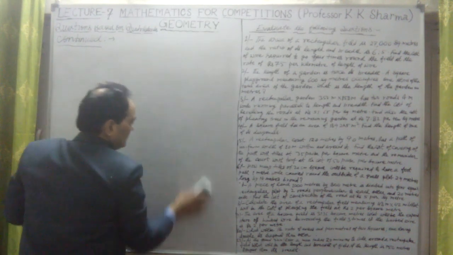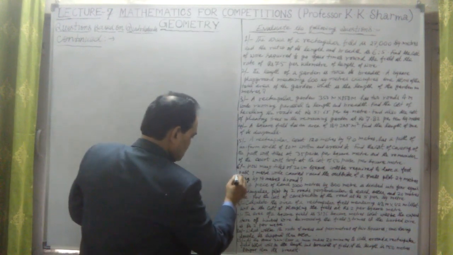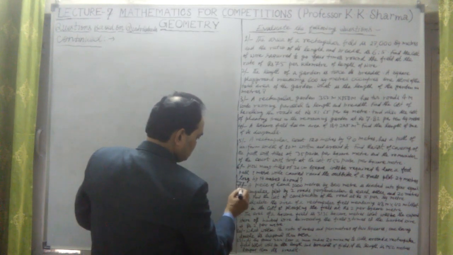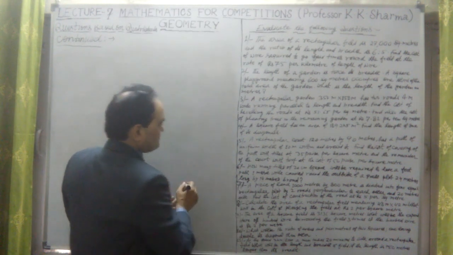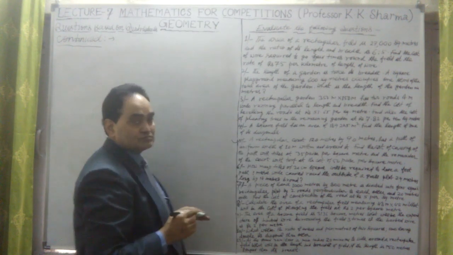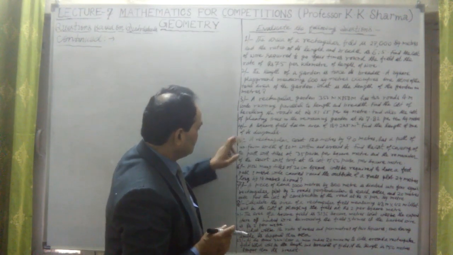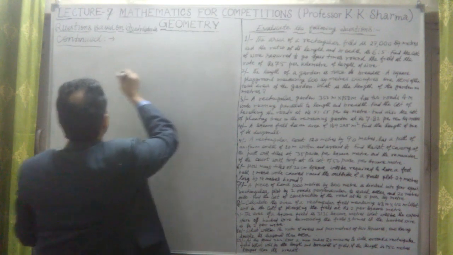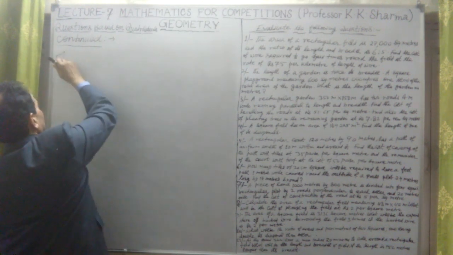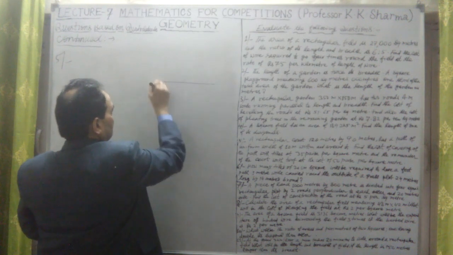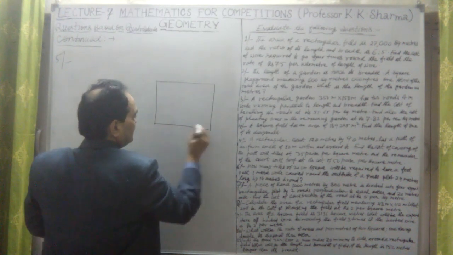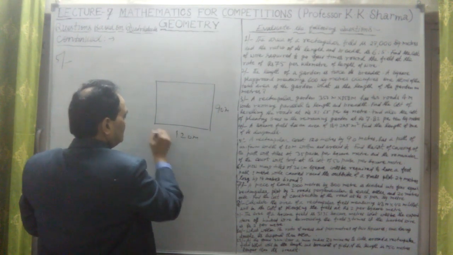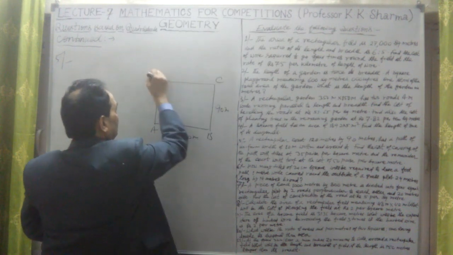What is that question here? In question number 5, a rectangular field, a rectangular court, 120 meters by 90 meters. Let me correct it. There is a rectangular field here, 120 meters by 90 meters. This is given to us. Rectangular field, let me take ABCD.